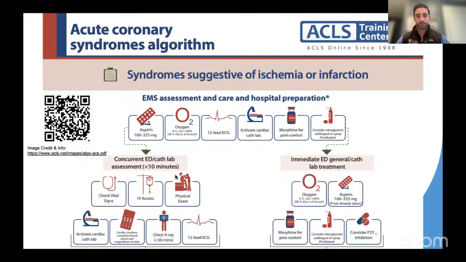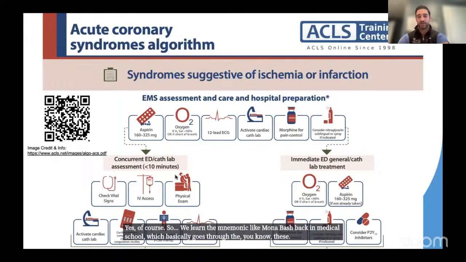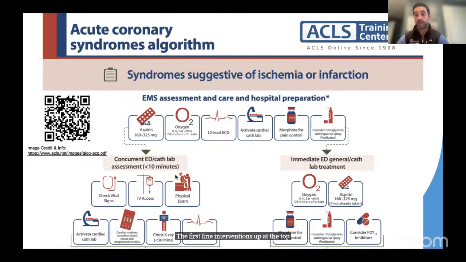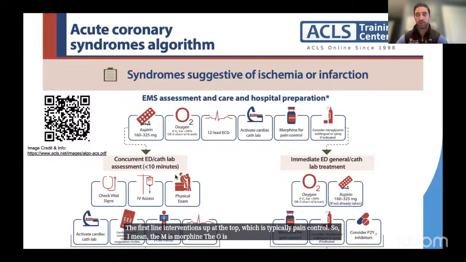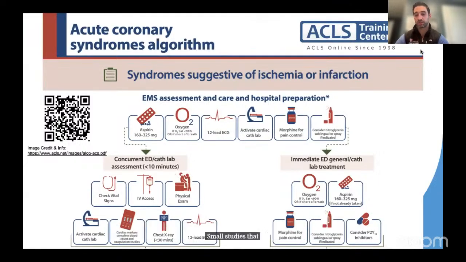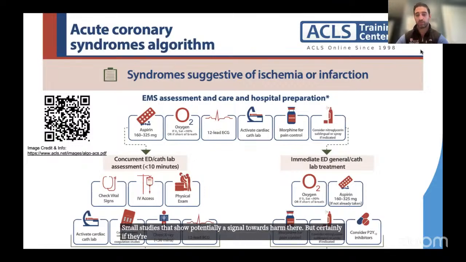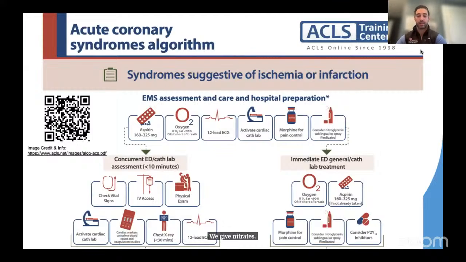So we learned the mnemonic, like MONA, back in medical school, which basically goes through the first-line interventions, up at the top, which is typically pain control. The M is morphine, the O is oxygen, which you really don't want to just put on people who have a normal saturation. There are some small studies that show a potential signal towards harm there, but certainly if they're hypoxic, you want to support them with oxygen. We give nitrates, and the caveat there is to be careful of an RV MI.